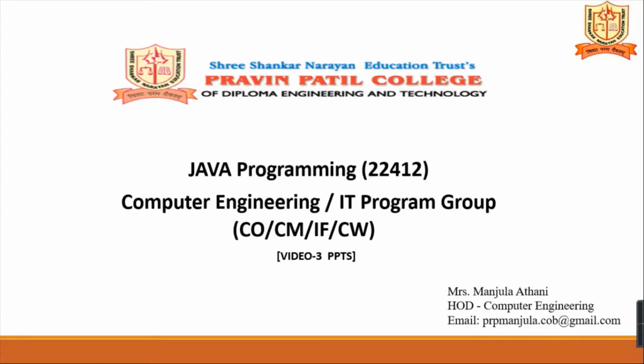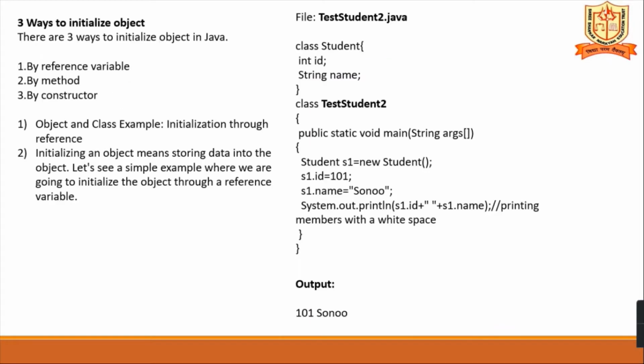In the third video, we will see how to create class and objects, and how many ways there are to initialize the object. In the second video, we saw how to create the class and how to name the class. Next, in this video, we'll see how many ways there are to initialize the object.